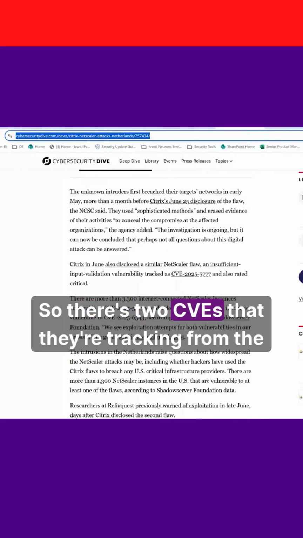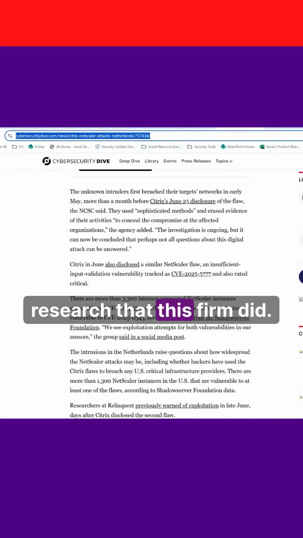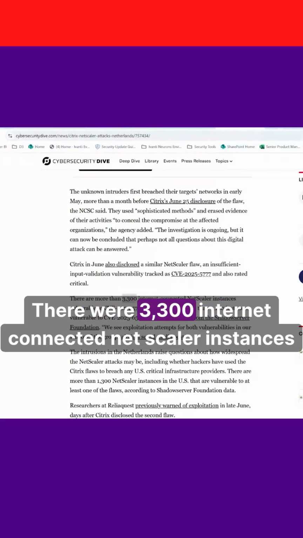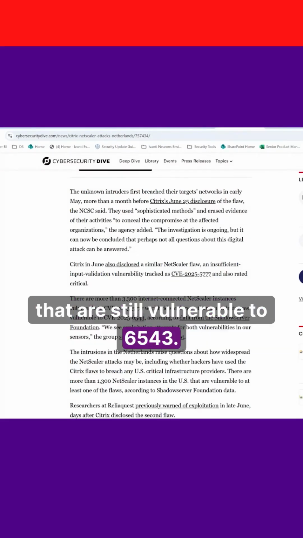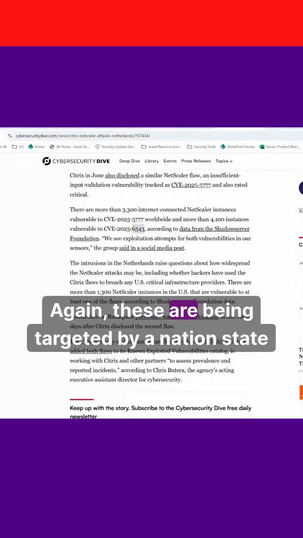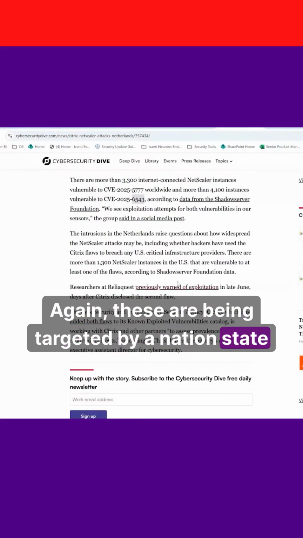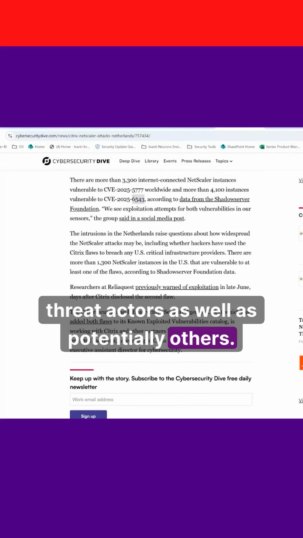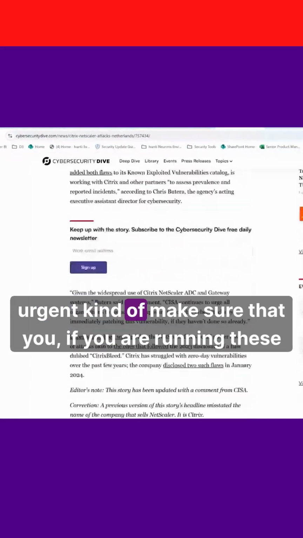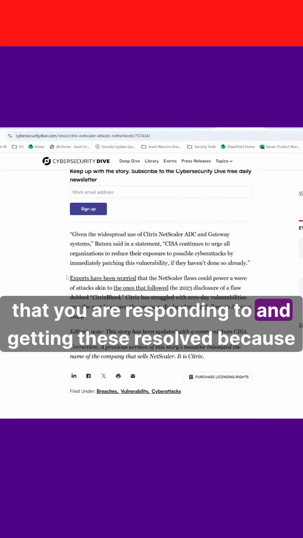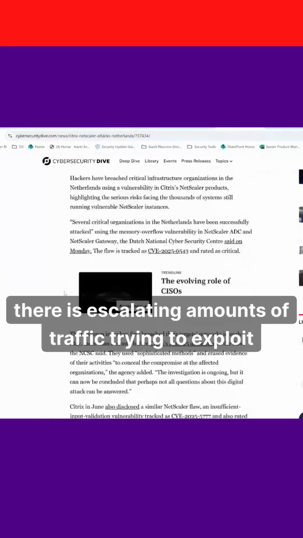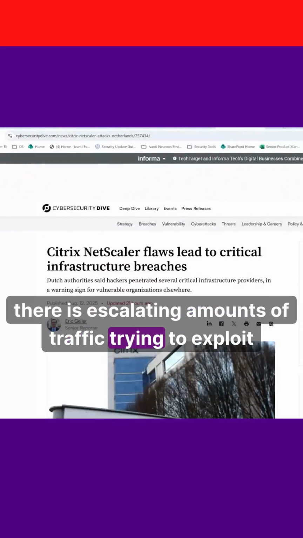So there are two CVEs that they're tracking from the research that this firm did. There were 3,300 internet-connected NetScaler instances that were vulnerable to 5777, and another 4,100 instances that are still vulnerable to 6543. Again, these are being targeted by nation-state threat actors as well as potentially others. So it's urgent: if you are running these types of devices, make sure that you are responding to and getting these resolved, because there is escalating traffic trying to exploit these.